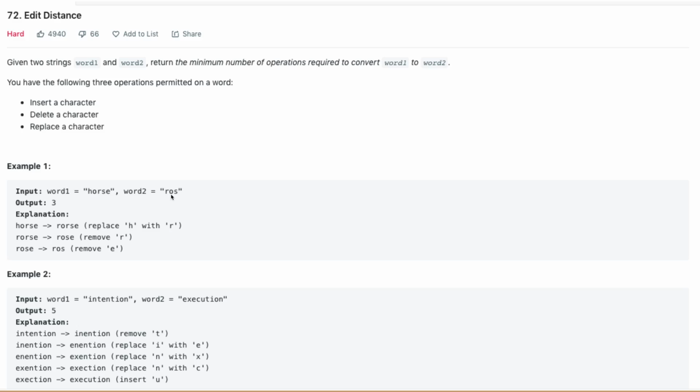My J will be incremented. So when I do the deletion, my I will be incremented. When I do the insertion, my J will be incremented. Or when I do replacement, both will be incremented. All of them cost one step.